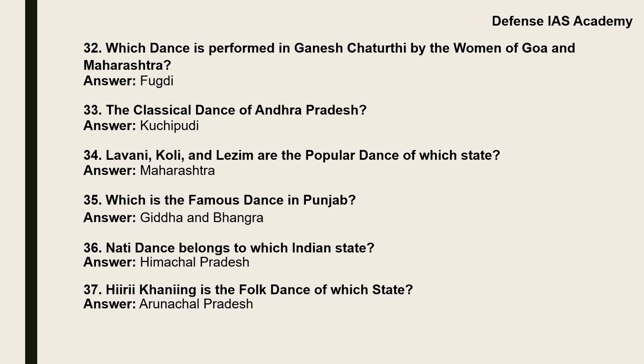The classical dance of Andhra Pradesh. What is the classical dance of Andhra Pradesh? It is Kuchipudi. Now, Lavani, Koli and Lassi are the popular dances of which state? That is Maharashtra. Maharashtra has these folk art forms: Lavani, Koli and Lassi. Next question, which is the famous dance in Punjab? Punjab has Gidda and Bhangra. Now, Nagti dance belongs to which state? Its answer is Himachal Pradesh.